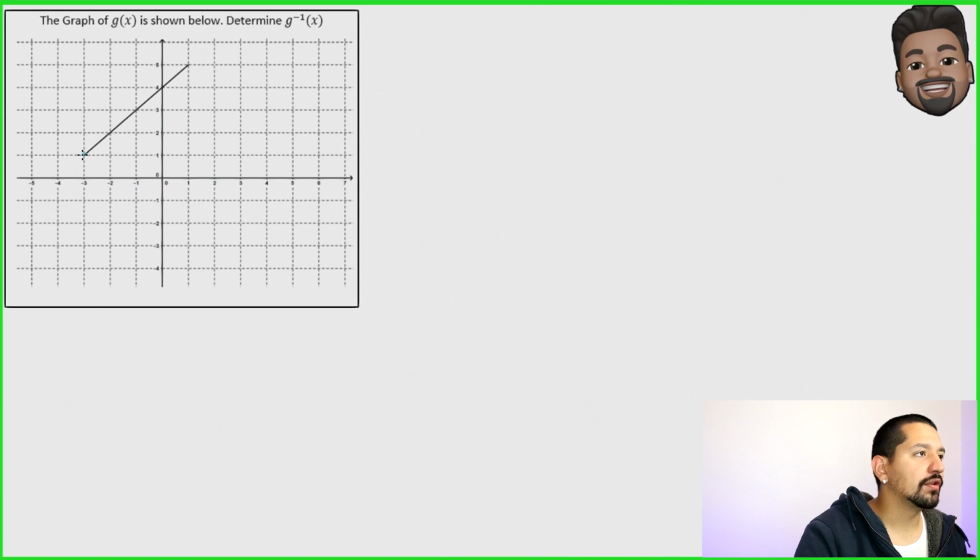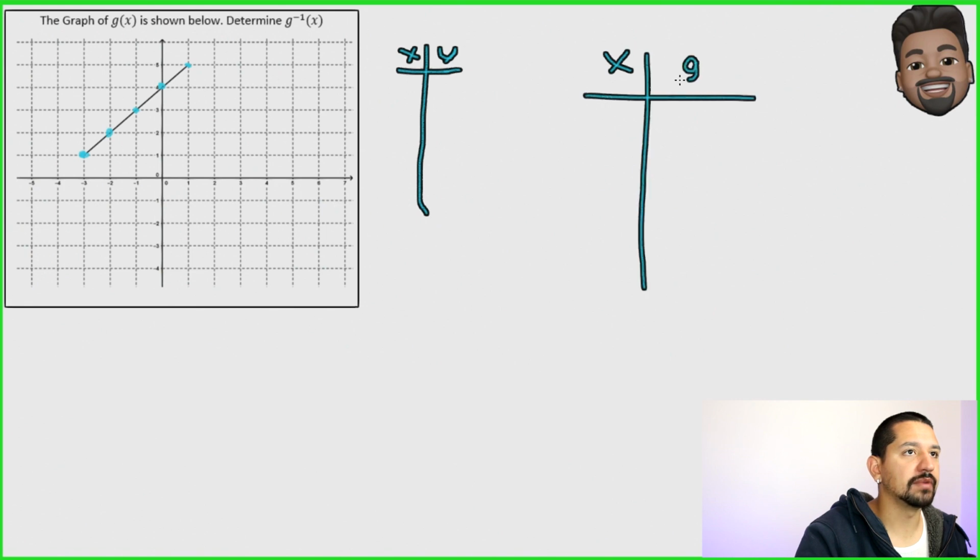Well, I'm going to go ahead and plot some points. I love to plot points whenever I see a graph, and I'm going to actually show you 2 different ways that we can do this problem. So let's do this the long way. All right, we're going to make a table, and then we're going to flop them. So boom, and here's my inverse table.